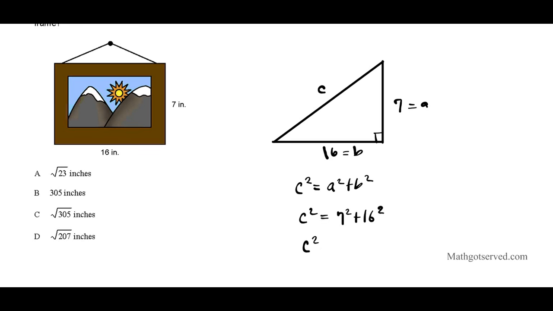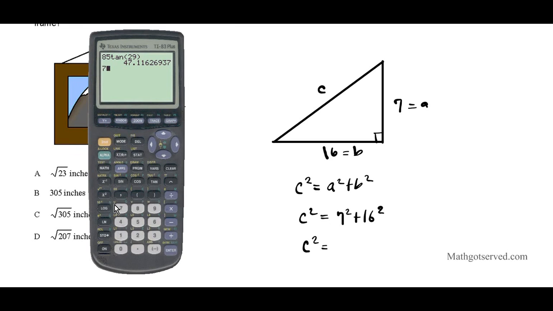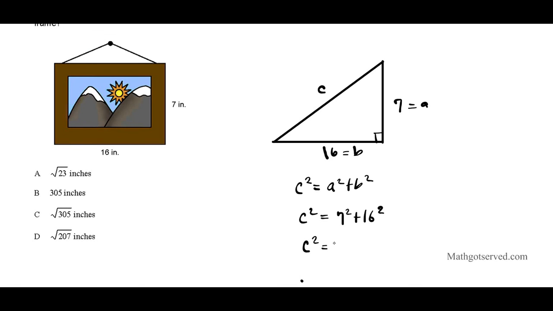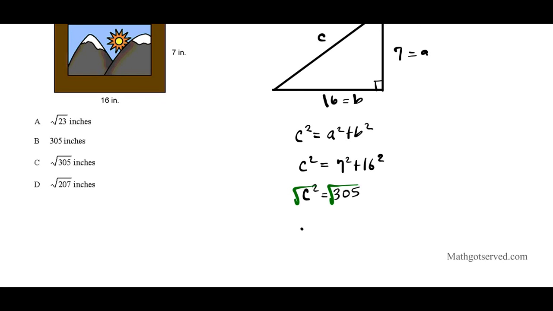All right, let's plug that into our calculator and see what we get. Okay, so we have 7 squared plus 16 squared, which is 305. So C squared is 305. Let's write that down. So C is going to be the square root of both sides. So let's root both sides. So C is root 305, and that's the length of the diagonal. And the answer is option C.